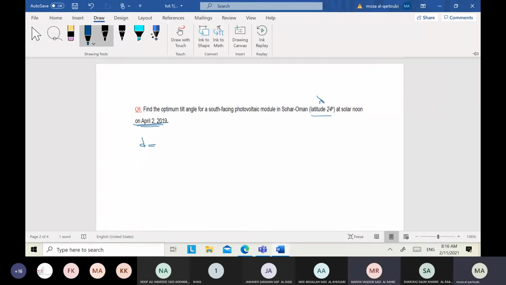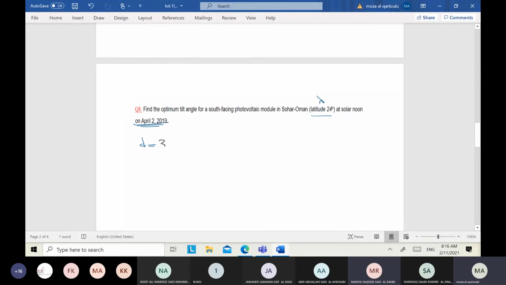Starting from January, 31 days, then plus 28 from February, then 31 from March, and from April, how many days? 2 days from April. Then the number of days will be 92. Yes, 92 days.